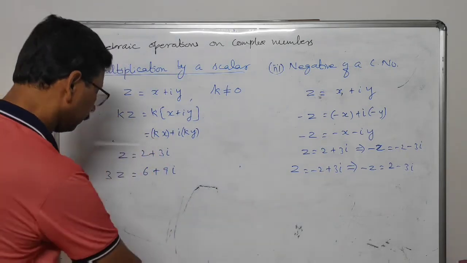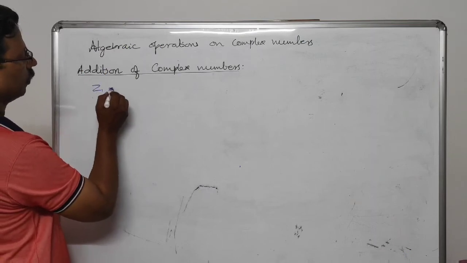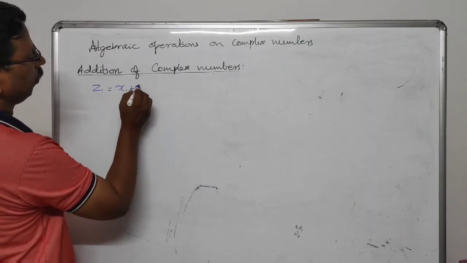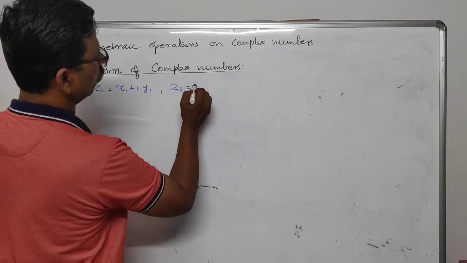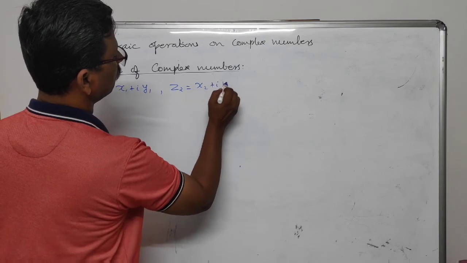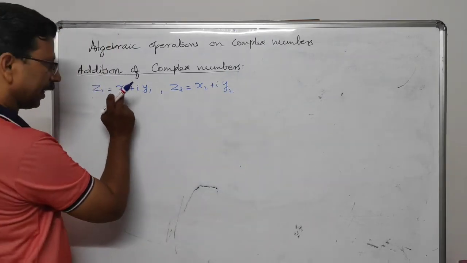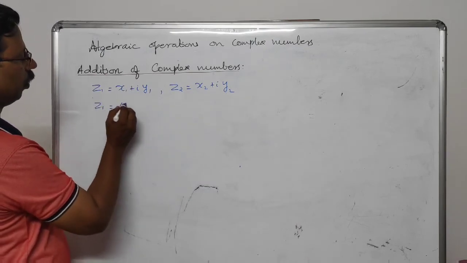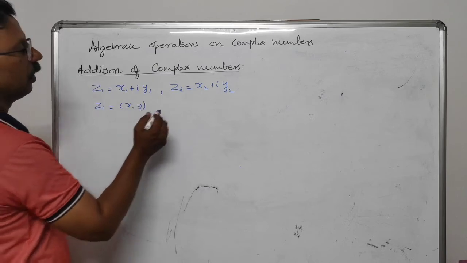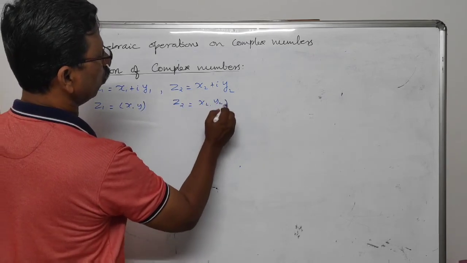Then after that, let us see how to find addition, subtraction and multiplication of complex numbers. Now let us see here. You can consider two complex numbers z1 is equal to x1 plus iy1 and another complex number z2 is equal to x2 plus iy2. Now we want to represent these as ordered pairs, that means we can say z1 is equal to x1 comma y1. Now z2 can be written as x2 comma y2.